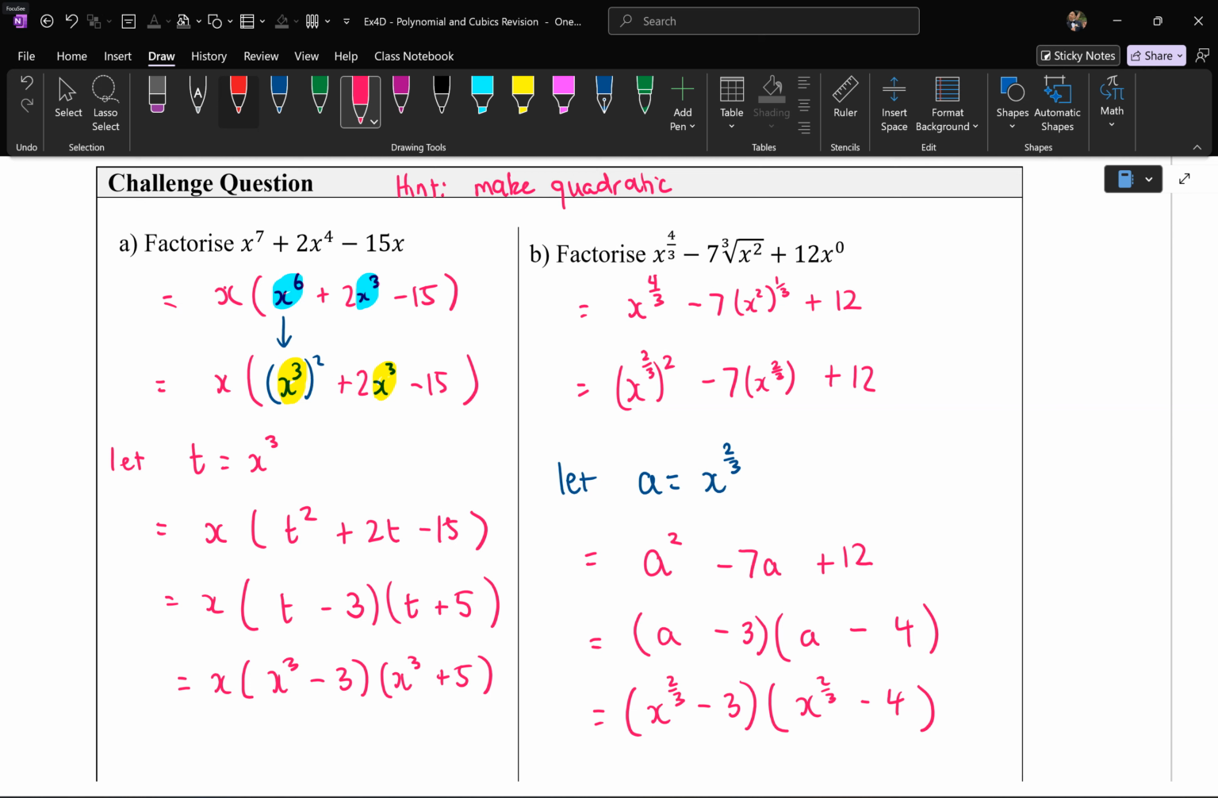So I just changed it to make it a quadratic. I got 4/3, which is a third. Times together is 2/3, 2 over 3. And then I thought about that. Can I make it 2 over 3? You can. 2 over 3 times 2. So then let that equal A. So you got A squared minus 7A plus 12. That's easier to factorize. This is 3 negative 4. And then resubstitute A back in.